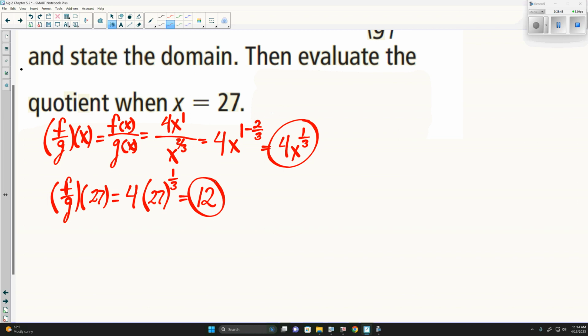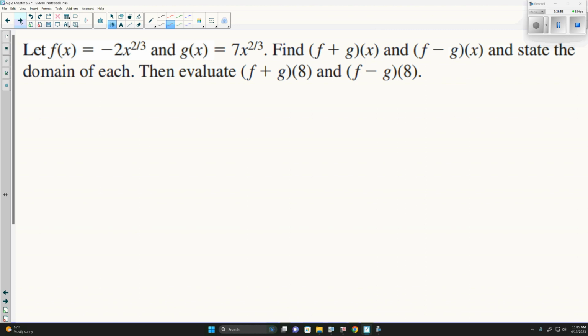Questions on any of this here? Because the rest of this is the exact same thing. It's not changing anything. We're just doing more addition and subtraction. Now, the homework is going to ask you to do two things. It's going to ask you to add. So you'll need to find f plus g of x and f minus g of x for the first two problems on the homework. And once you find those, then you will evaluate both for a given value of x.